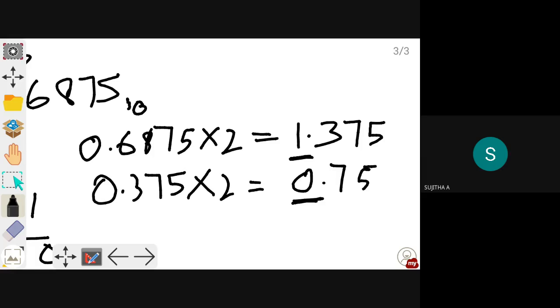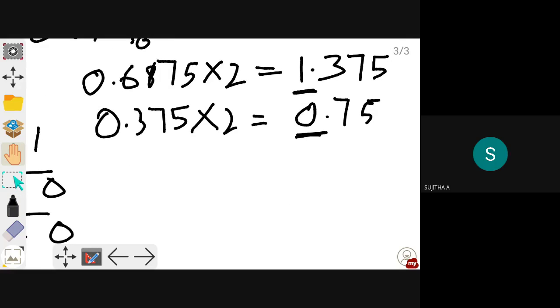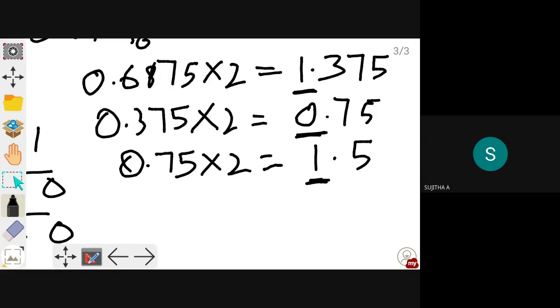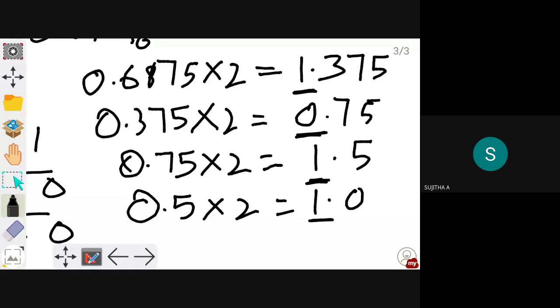Then in the next step, 0.75 into 2, you get the value of 1.5. So you take this 1. Even though you have 1.5, in the next step you have to take only 0.5. So 0.5 into 2, you get 1.0. You have to stop here, when after the point you get the 0 value.